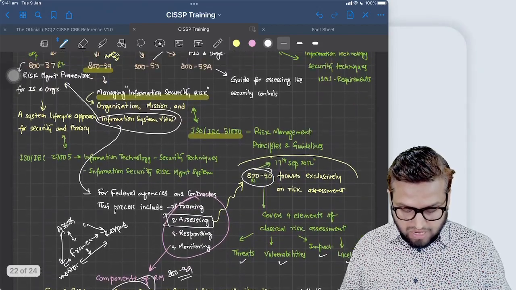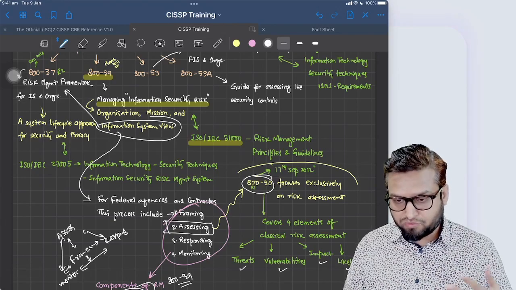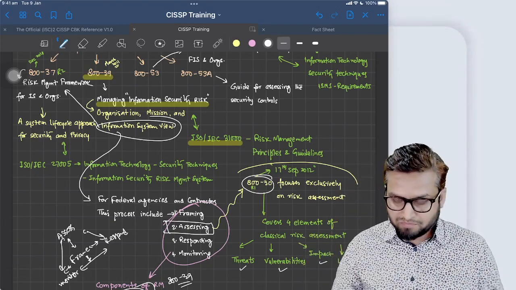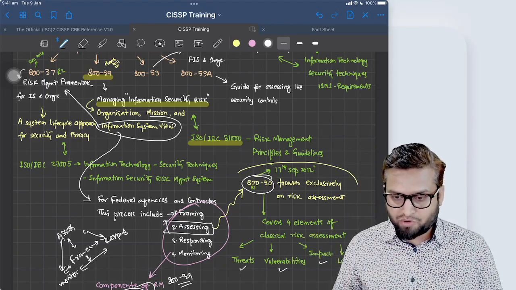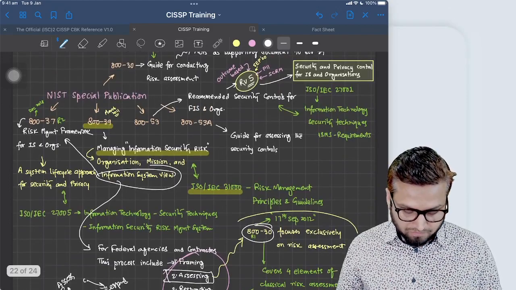So there is some ISO documentation also. I have kind of mapped it here. If you find this not appropriate, comment and let me know, and if you want to educate me, I will be more than happy to get some more information on that.